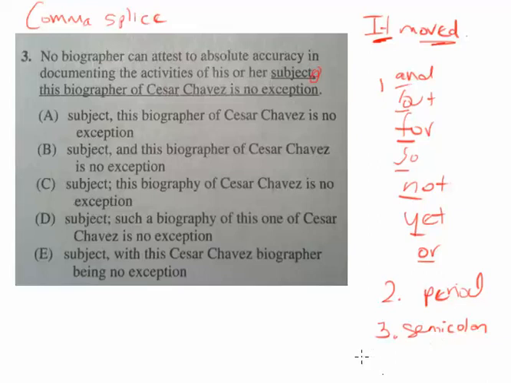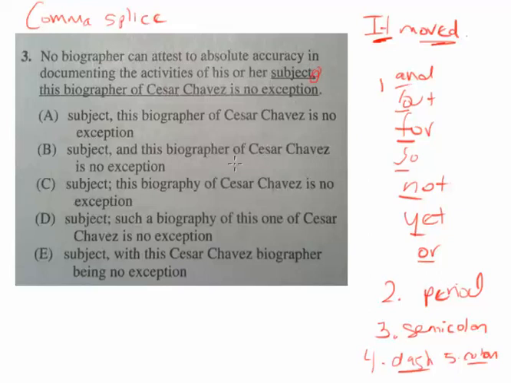There are a couple of other ways to do it. One is a dash, and another is a colon. Maybe keep those in mind. We can separate two complete sentences with either a dash or a colon. But anyway, let's look at the choices to try to get this one right.